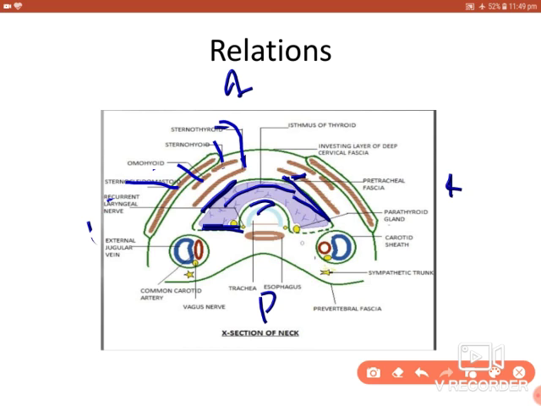Then posterolaterally, it relates to the structures in the carotid sheath. Here you can see the internal jugular vein, then the common carotid artery, then the vagus nerve. That forms the posterolateral relations. Then medially, you can see the trachea and the esophagus.